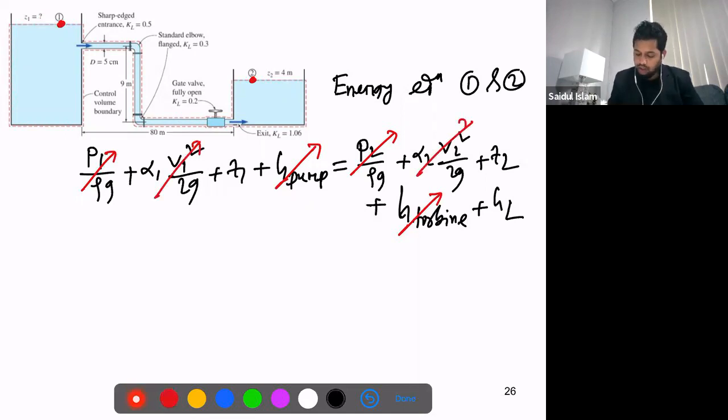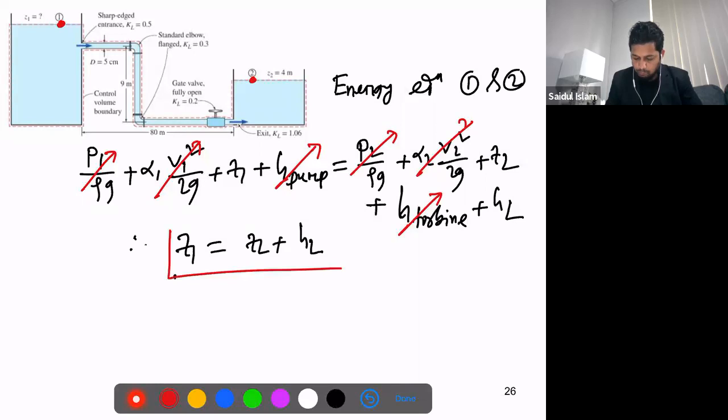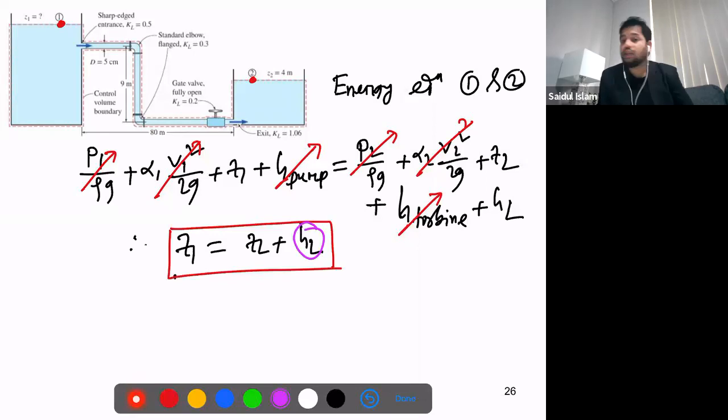Now you see, our problem becomes so small. z1 equals z2 plus h_L. So what we found is that z1 equals z2 plus h_L. We need to calculate the head loss, and then we are done with the problem.